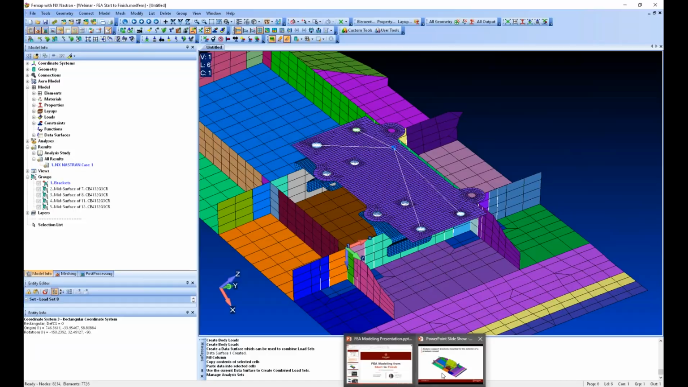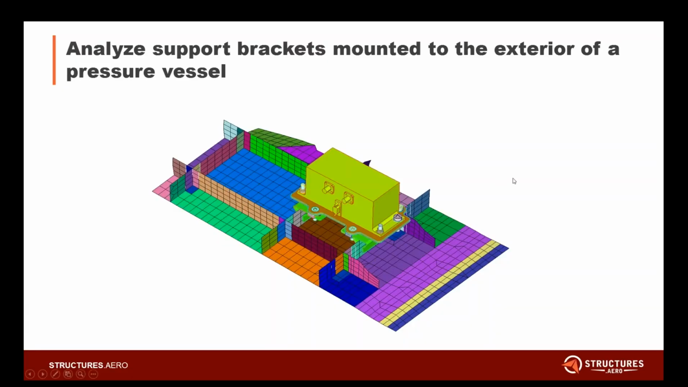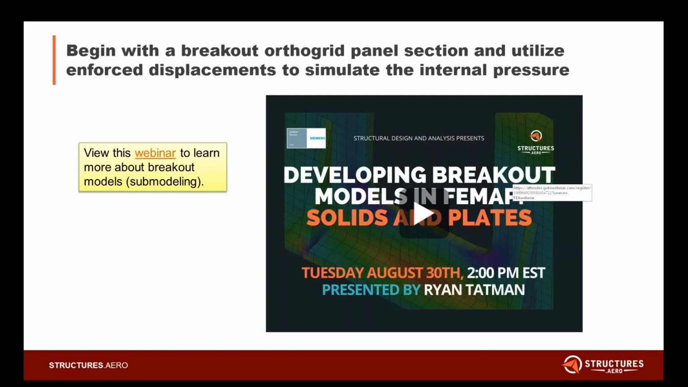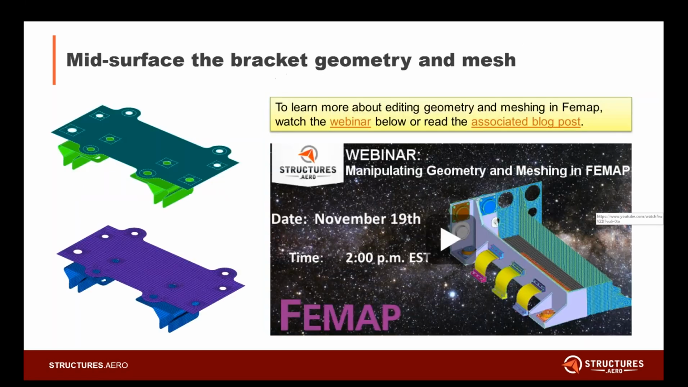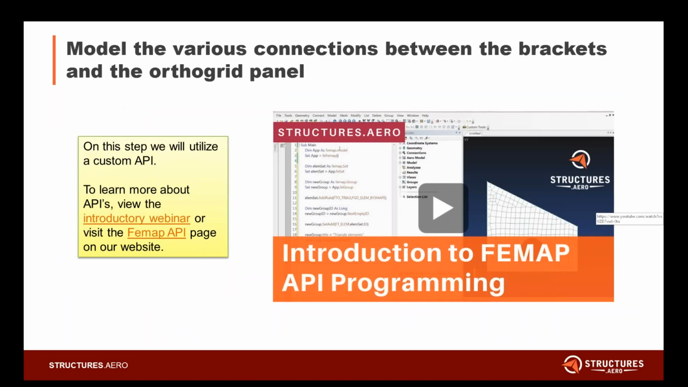So I'm going to go back to our PowerPoint slides and just sort of review what we did and the steps we made. So we have a webinar that Ryan, an engineer at SDA, did on developing breakout models in Femap. So that might be useful if you think that's something you haven't done before but might want to do. And then we created the mid-surfaces of our geometry. We meshed those mid-surfaces, and then we edited the mesh some on the fly. And so we have additional webinars which go through in more detail the geometry preparation and manipulating that meshing toolbox.